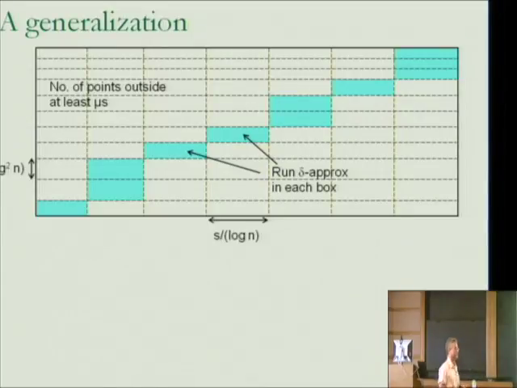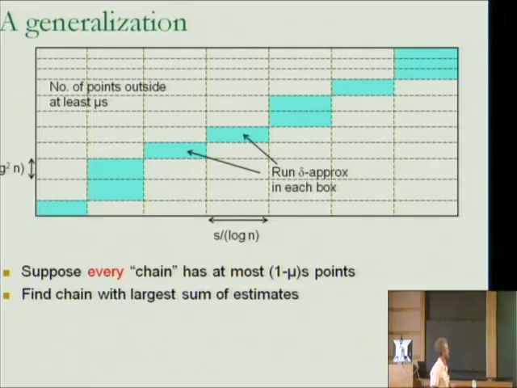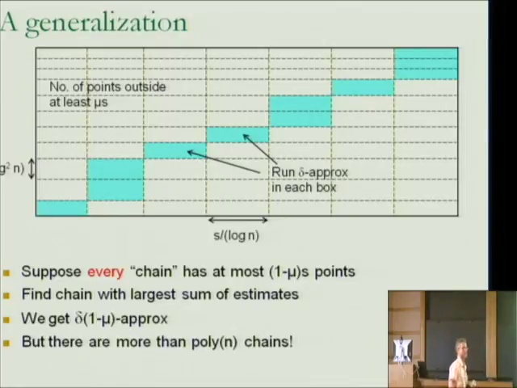So we run a delta approximation in each box. Do you run a delta approximation in each box, or do you do a random sampling of boxes? Just bear with me. I'm coming at this in a slightly impressionistic way, but it'll come together in focus in a moment. So you find the chain with the largest sum of estimates. So you could do this for all the chains. But as Paul says, there are lots of chains, and then we'll get this delta times 1 minus mu approximation. But there's a huge number of chains. So what do we do?